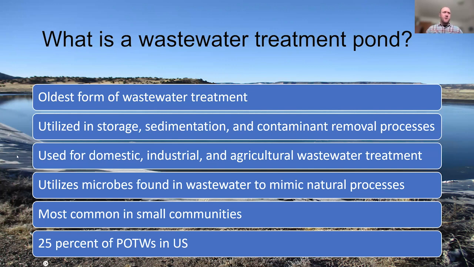And they're most common in small communities, although not exclusively, but that's generally the case. They're actually 25%, so a quarter of all the publicly owned treatment works in the United States are lagoons. It seems like in this webinar, there's probably more smaller communities and larger cities, of course. So lagoons are more common, and they're also more common in certain parts of the United States. And we'll go over kind of why that is.